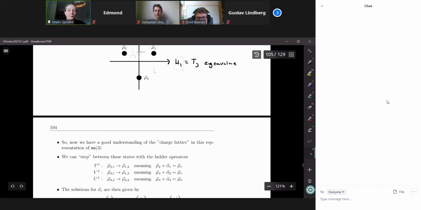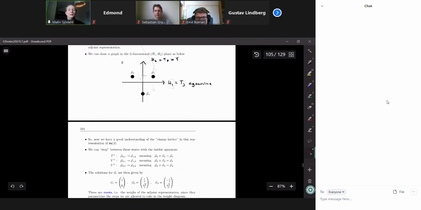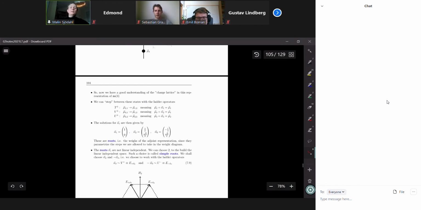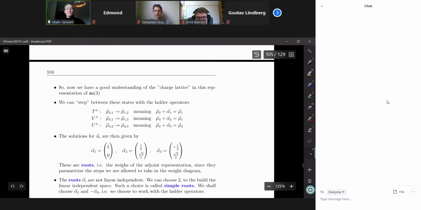So here we have again drawn the states. We saw that before, but that was quite quick. And now we want to have a look at the step operators here. So let's see what the step operators do. Well, probably you don't recall the details, but we had a t operator that was pointing in this direction. We had a v operator. It was indeed at 60 degrees, pointing in that direction. And another operator, u, also at 60 degrees, pointing in that direction.